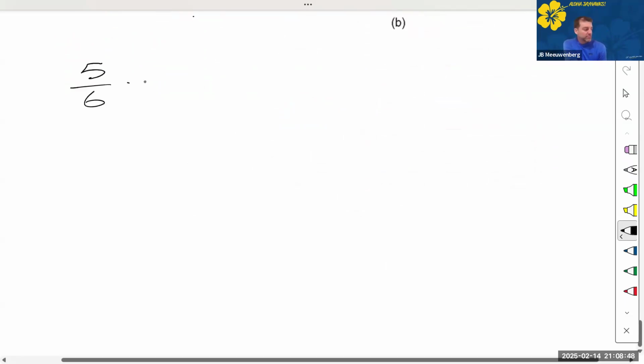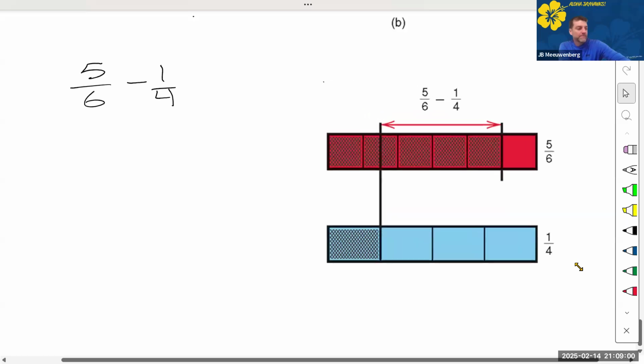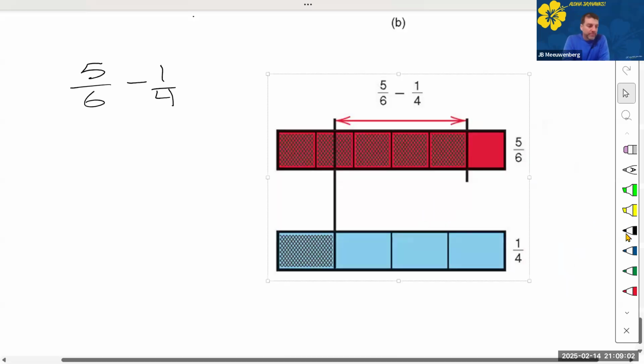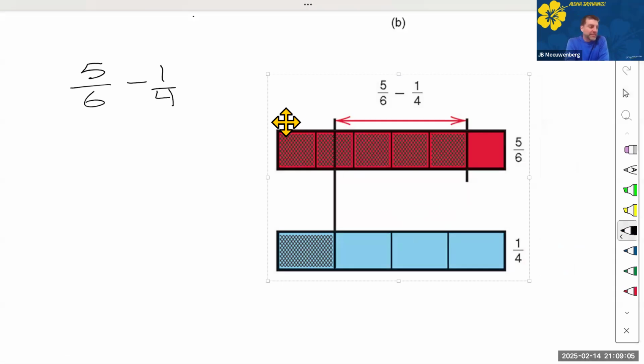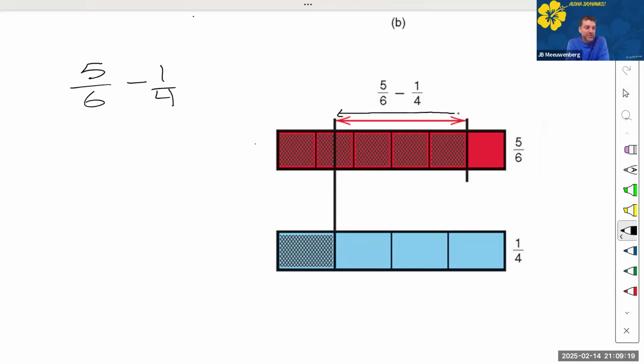Let's try 5/6 minus 1/4. And so this image that I'm going to show you is going to show what that looks like. So 5/6, again, we can view as this red one on top. 6 sections, 5 of them are shaded. Down here at the bottom, 4 sections, 1 of them is shaded. We're trying to find the difference between those, right? We're trying to find this section.